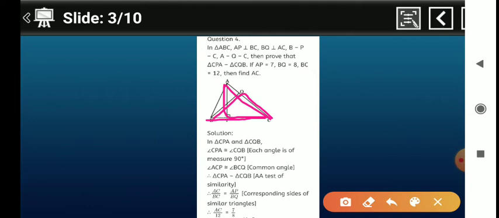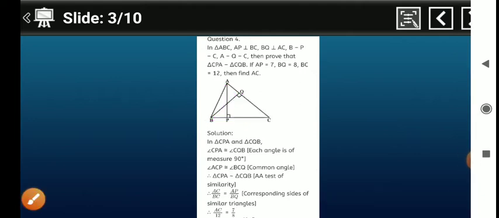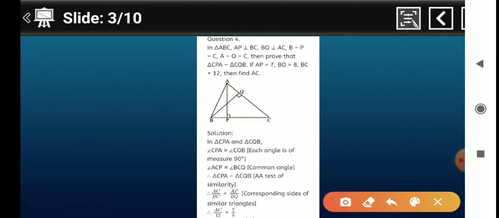So first we have to prove that the two triangles are similar by any one of the tests. So see which test can be applicable here. In these two triangles, the triangles are CPA and the second triangle is CQB. So see in the diagram, CPA and CQB.